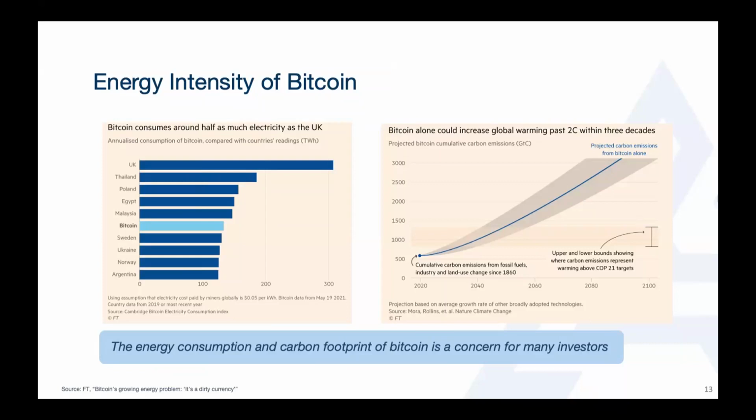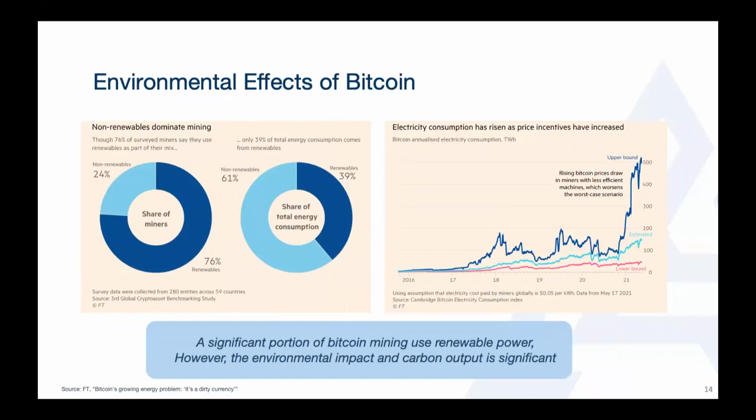If we look at the graph on the right, forecasts call for a 5-fold increase in carbon emissions from Bitcoin mining over the next 50 years. So energy consumption and carbon footprint is a major concern for many Bitcoin investors these days. And with carbon emissions come environmental effects.